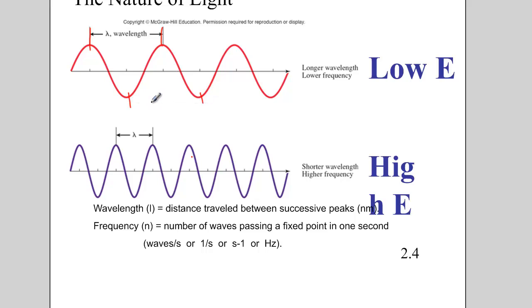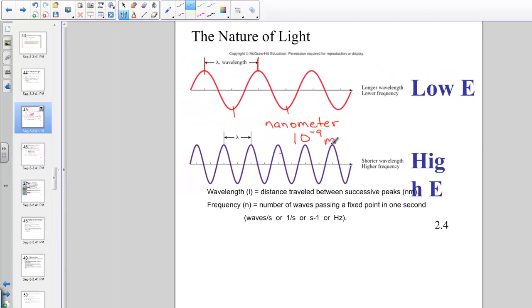The length is measured in a nanometer. I'm going to write that word so we can hear it and see it at the same time. A nanometer is 10 to the negative 9th meters. It's a very small unit because the distance from the top of one wave to the next is a very small distance, so we'll use a small unit called a nanometer.